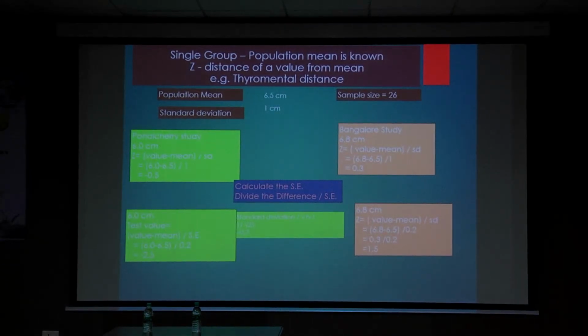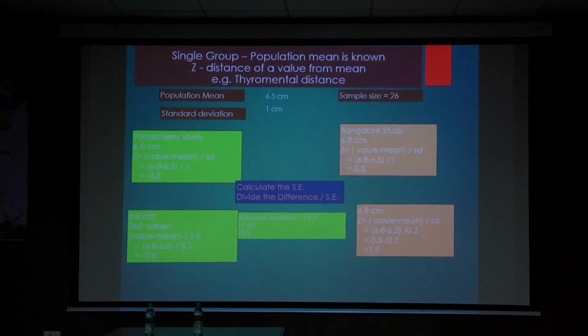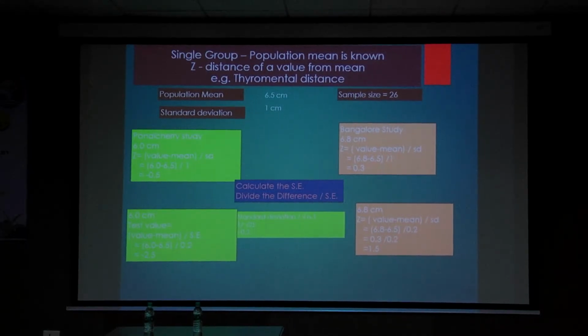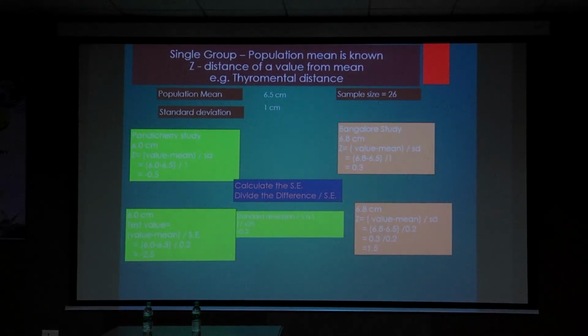With that you calculate the standard error and t value. The difference of mean is 0.5 and the standard error is 0.2, which gives a t value in the Pondicherry study of 2.5 and in the Bangalore study of 1.5. The Bangalore study t value is less than 2, so it will favor that the population is similar to the generalized population, whereas in the Pondicherry study the population is different from the general population.